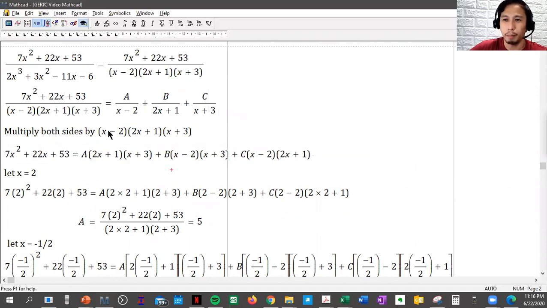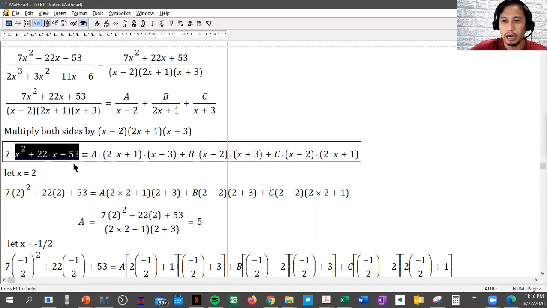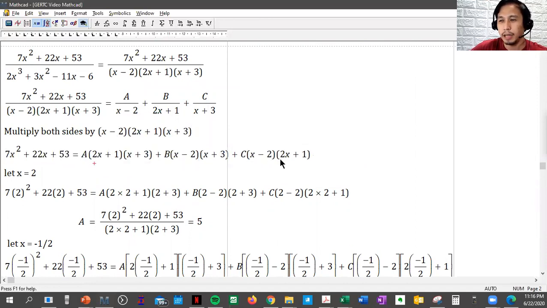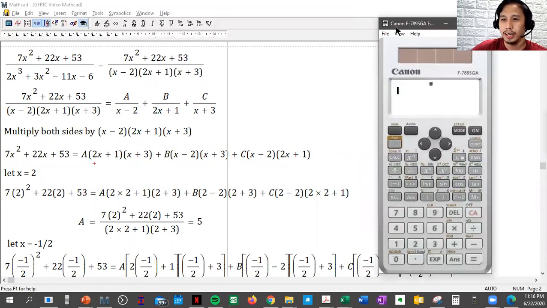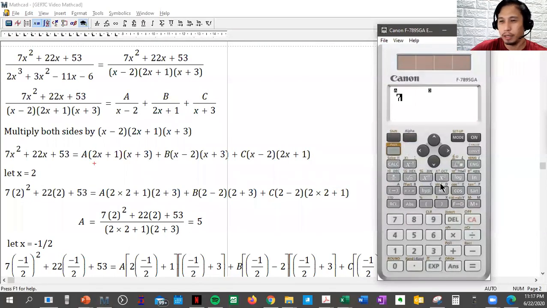If you multiply both sides by this and write it like this, you can input it in your calculator, mode 1. I'm going to input that, so follow me. 7x squared plus 22x plus 53. Equal. If you don't have this Canon yet, you may just use the 570 ES or the 991 ES Plus. So, A times 2x plus 1, use A, then x plus 3.